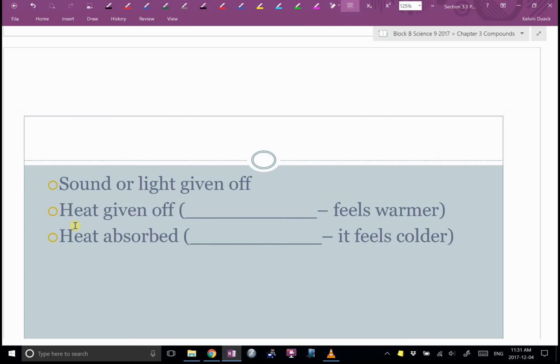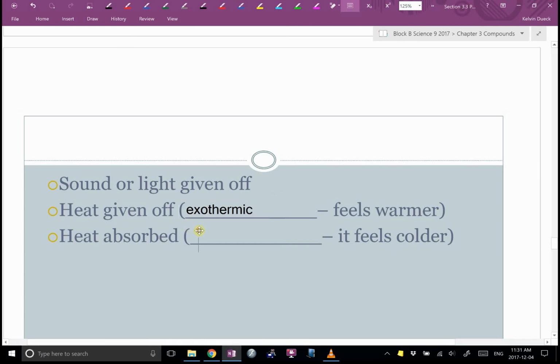If heat is given off, that usually means it's a chemical change, but the physical reaction that you're all playing with still gave off heat. That was not a chemical change. We have a fancy schmancy word for heat given off. The word that we use is exothermic.